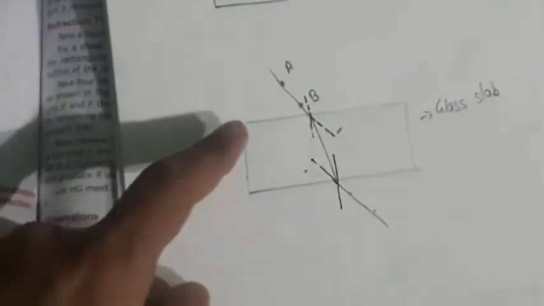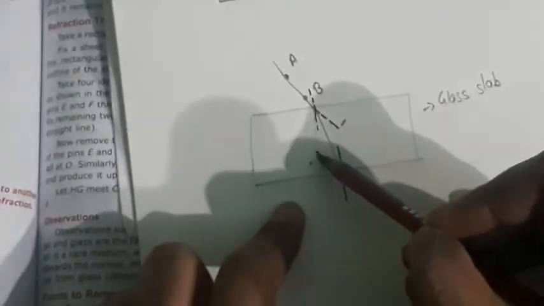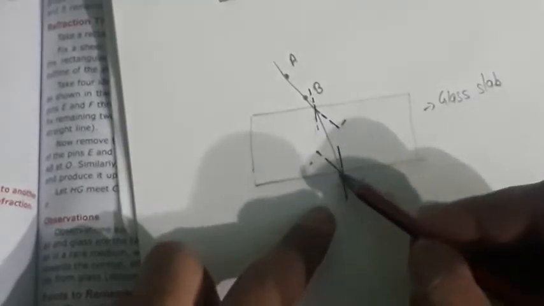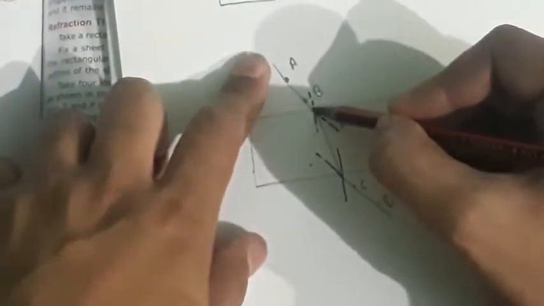Here, this ray comes. We put two pins here, A and B, and from here we place two pins C and D, and it seems like the ray is coming like this. These pins are placed aligned with this line. We draw a line from here. We put two pins here, C and D, then draw a line, then make this line B and this line.